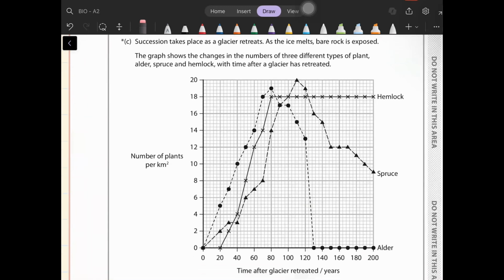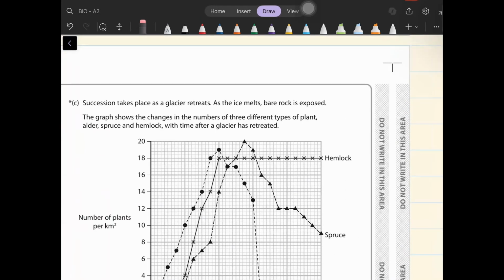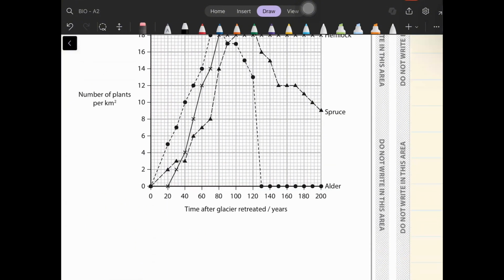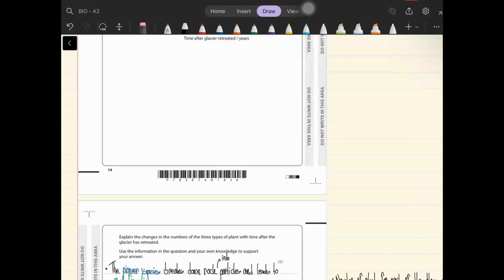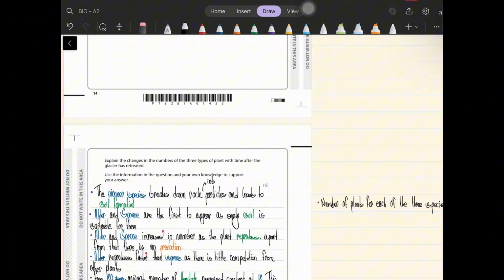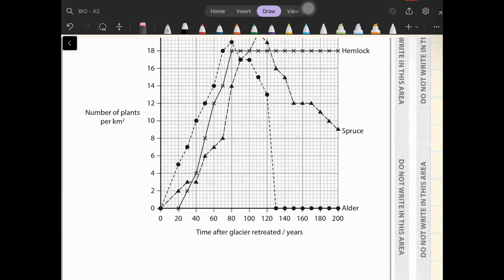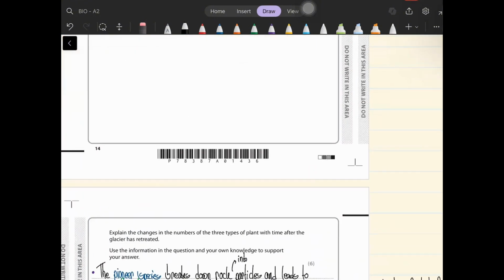Right, so succession takes place as glacier retreats, which means glacier melts. As ice melts, bare rock gets exposed. The graph shows changes in numbers of three different types of plants: alders, spruce, and hemlocks with time after the glacier has retreated. Right. Oh, this is an asterisk question. It said explain. Let me take a look. Yeah, this is an asterisk question. So explain the changes in the number of types of plant with time after glacier has retreated.